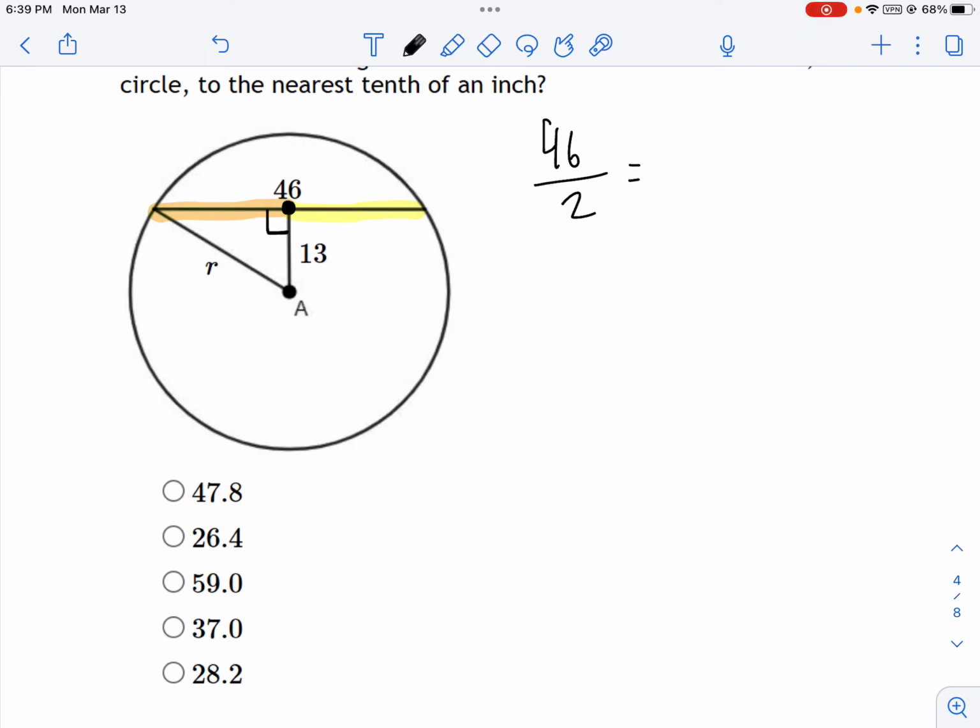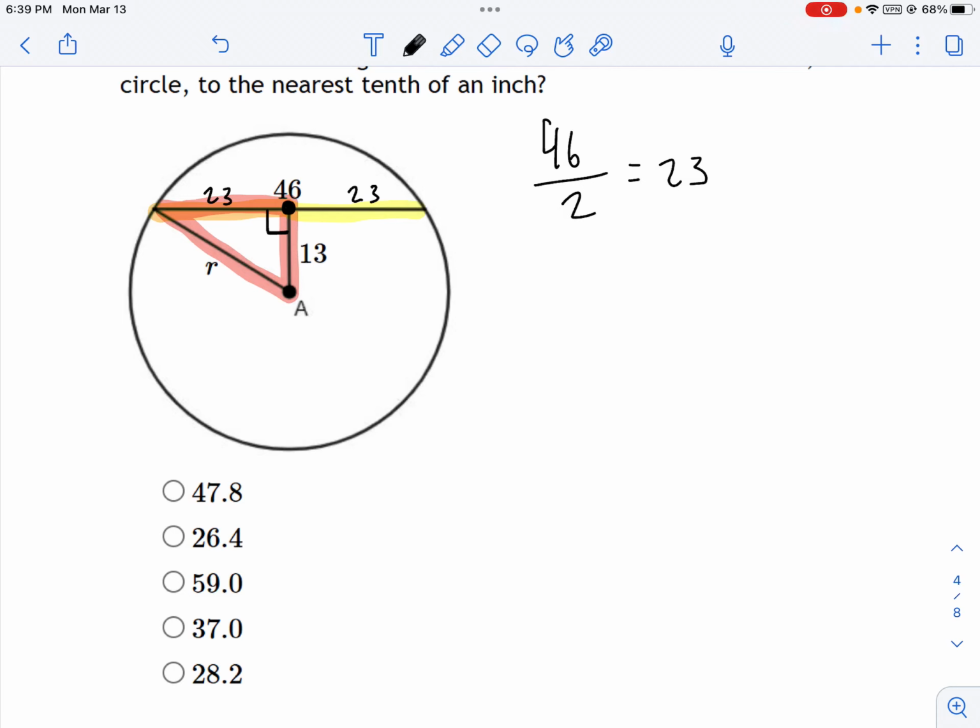If we literally halve that, we end up with 23. That means that our orange side is 23 and the yellow side is also 23. Okay, and why does that matter? Why do we care? Well, the reason why we even wanted to cut this in the first place is that, what do you notice about your triangle?